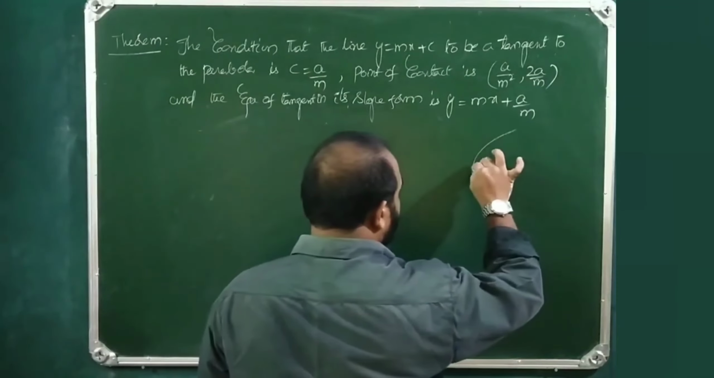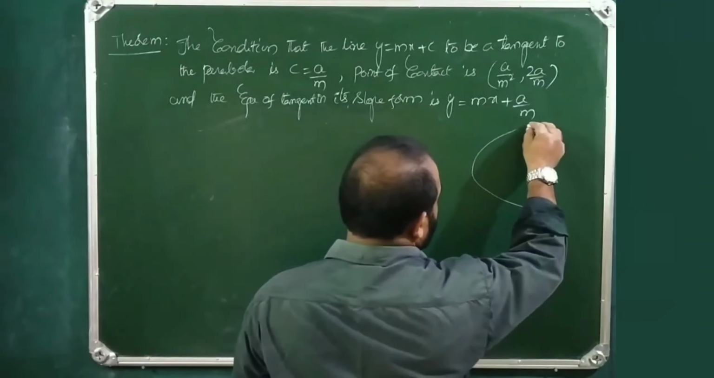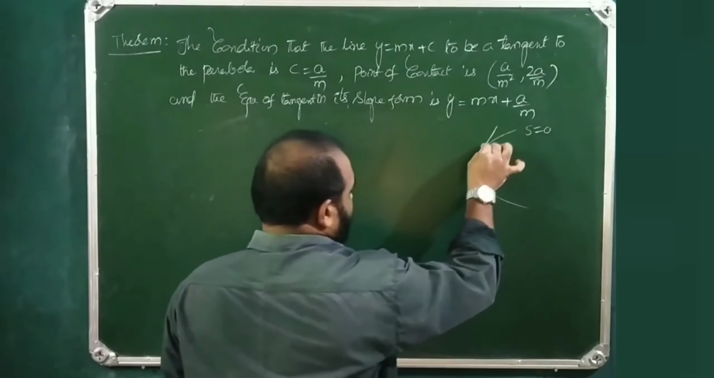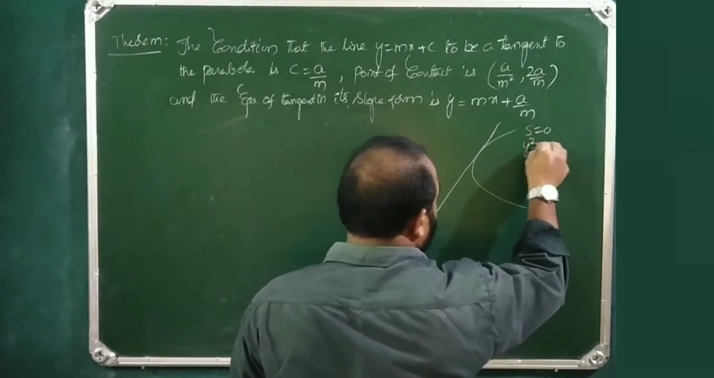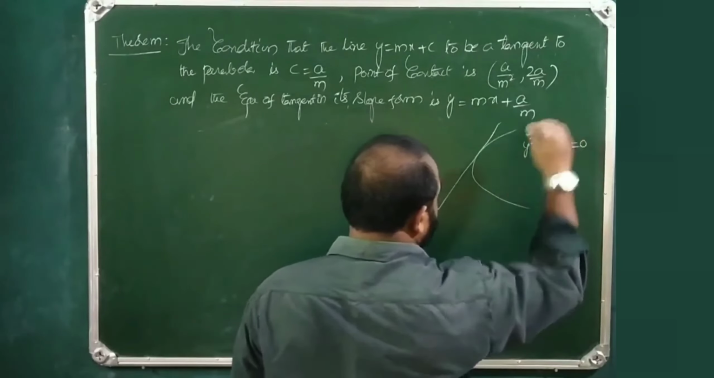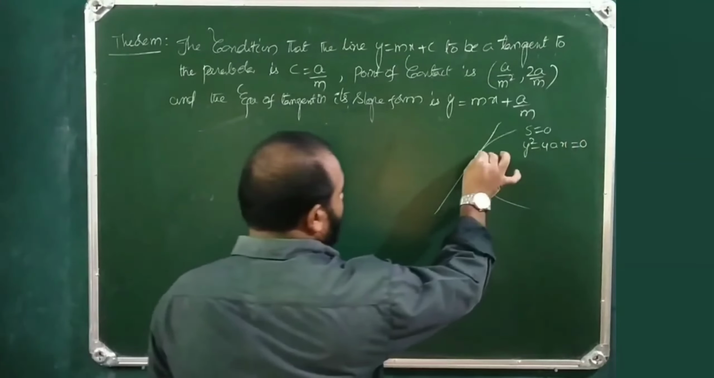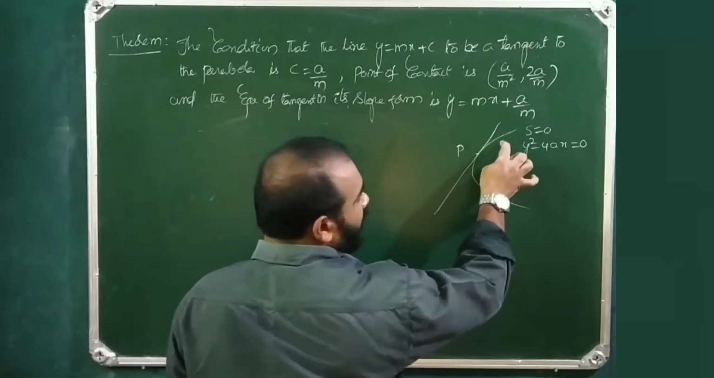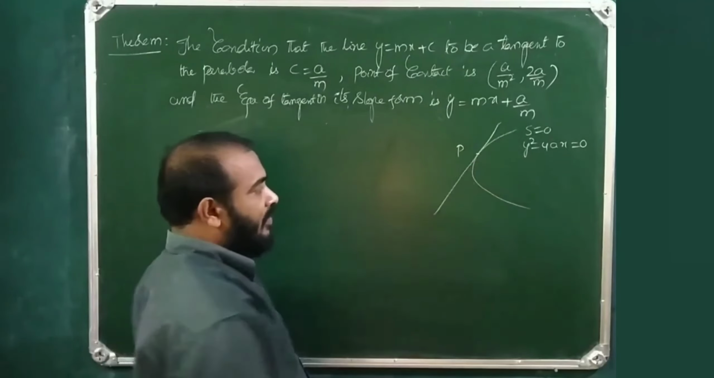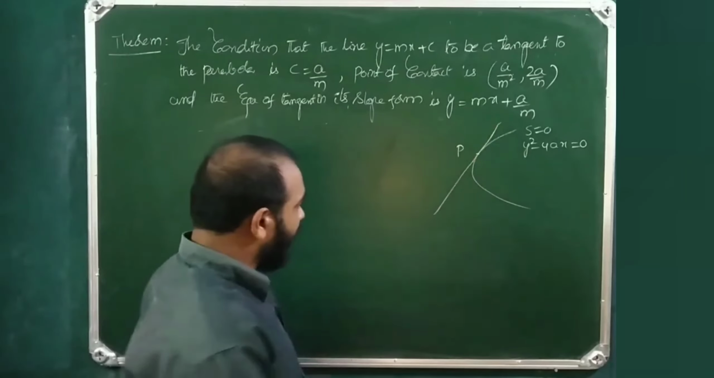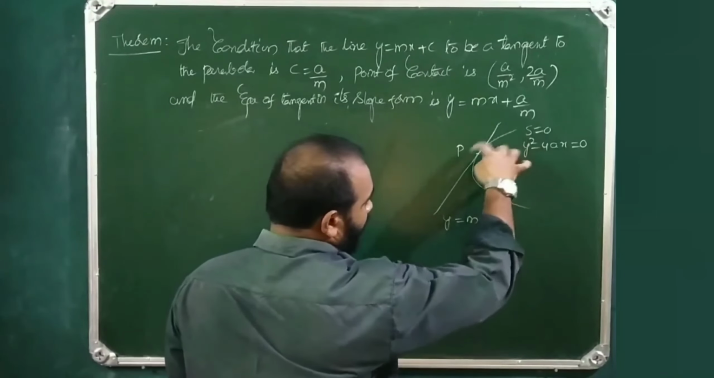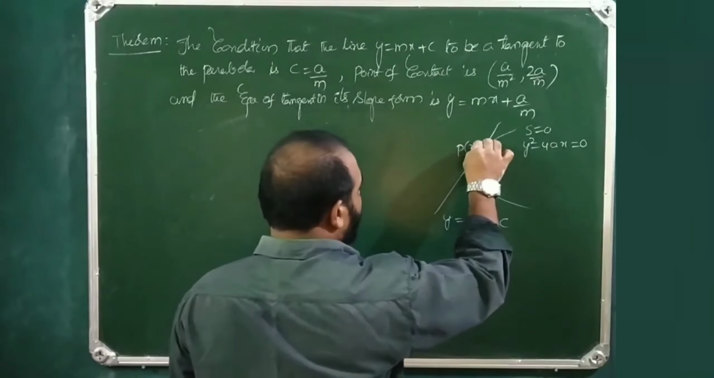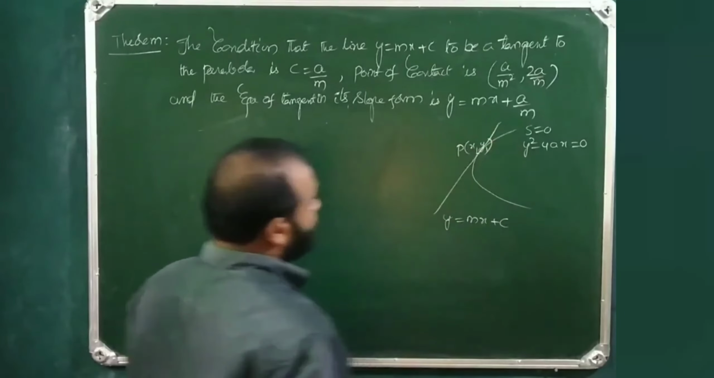Let y square equals 4ax be the parabola, and P(x1, y1) is the point of contact of this line, y equals mx plus c, and the parabola. So what is this point? P(x1, y1).